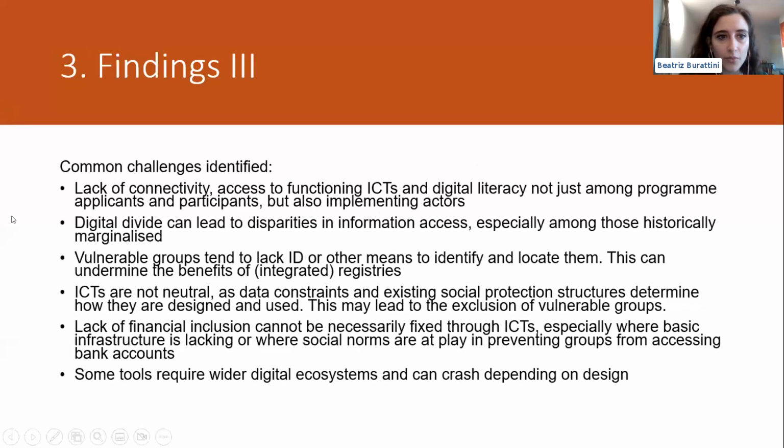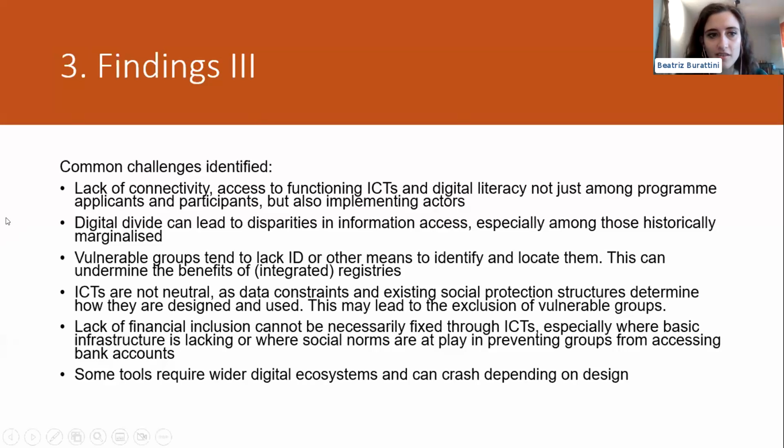But obviously, there are some major challenges, and this slide is just a very brief summary of the common challenges that we identified. So as was to be expected, there is still a lack of connectivity in rural and remote areas. People don't have easy access to functioning ICTs. People also lack digital literacy. But what is crucial here is to keep in mind that that's not just a problem among poor and vulnerable individuals who live in rural areas, but also among the government officials and other implementing actors that have to use ICTs for managing and implementing social protection programs.